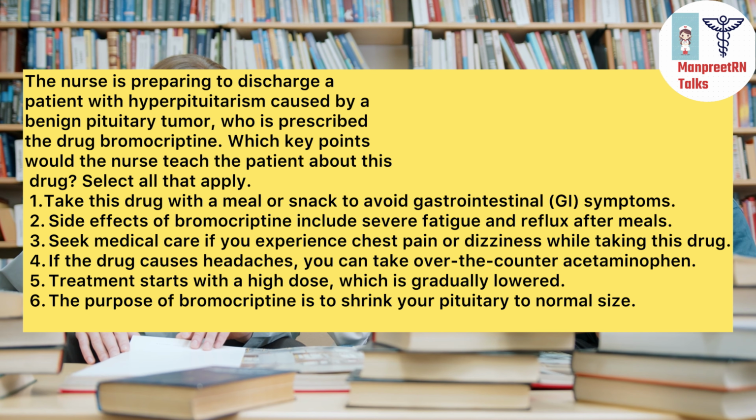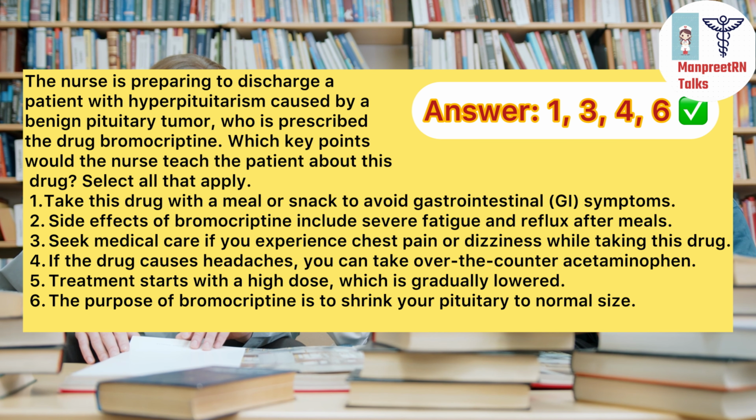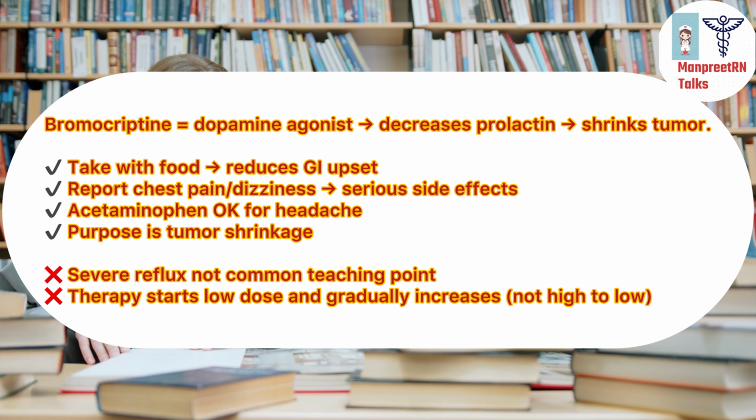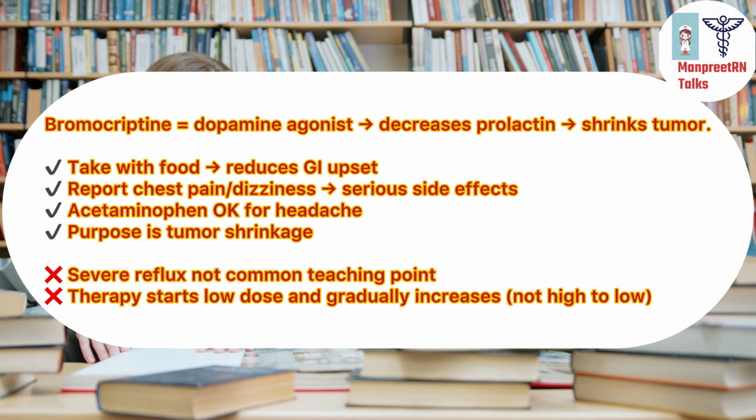So what will be the correct answer for this? Option 1, first, third, and fourth. As a rationale, bromocriptine is a dopamine agonist drug that stimulates the dopamine receptors in the brain, and it inhibits the release of growth hormone and prolactin. In most cases, small tumors decrease until the pituitary gland reaches its normal size. Side effects of bromocriptine include orthostatic hypotension, headache, nausea, abdominal cramps, and constipation.